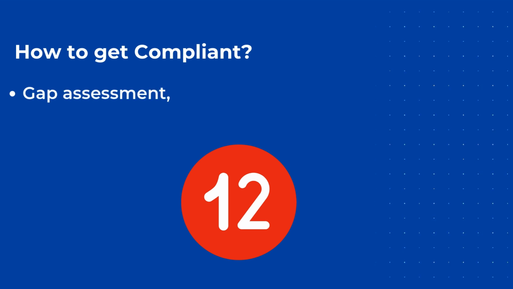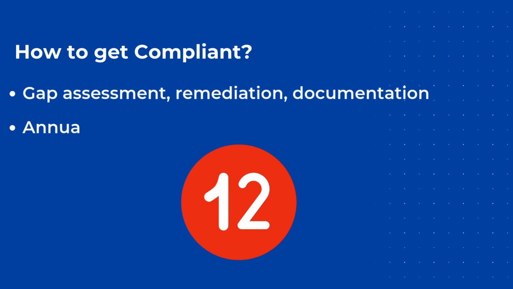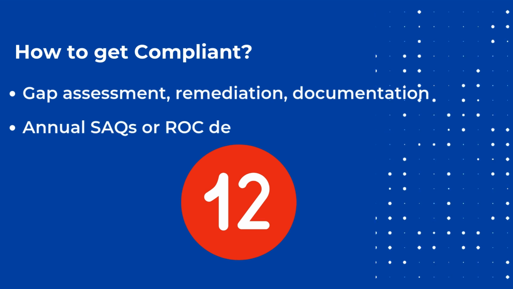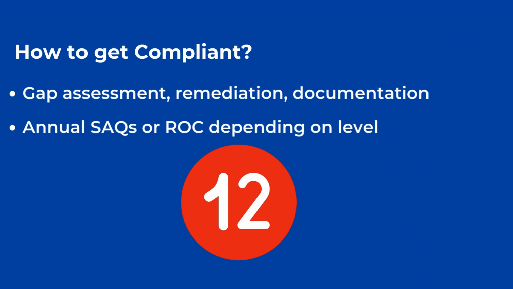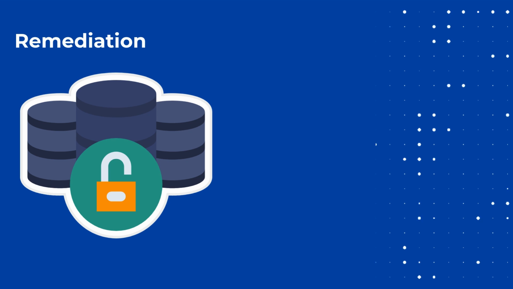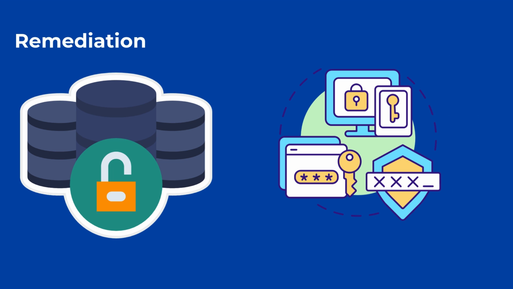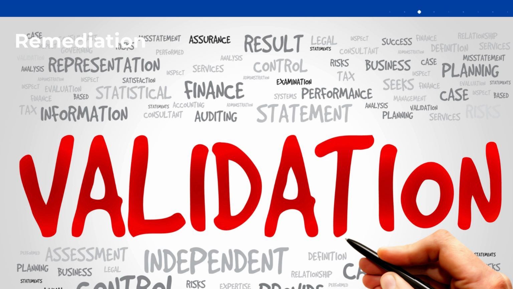First, start with a gap assessment. This means reviewing your environment against the 12 PCI DSS requirements and identifying where your current practices fall short. This isn't just about checking boxes. It's about truly understanding your risks. Next comes remediation. That could mean encrypting cardholder data, tightening access controls, implementing multi-factor authentication, or updating firewalls and software. Once the gaps are addressed, you'll need to document your progress clearly.